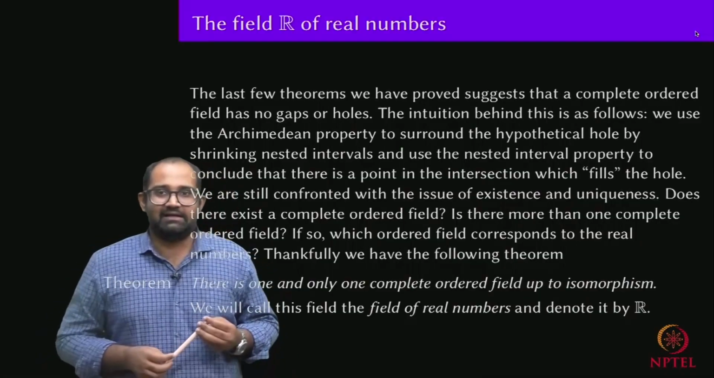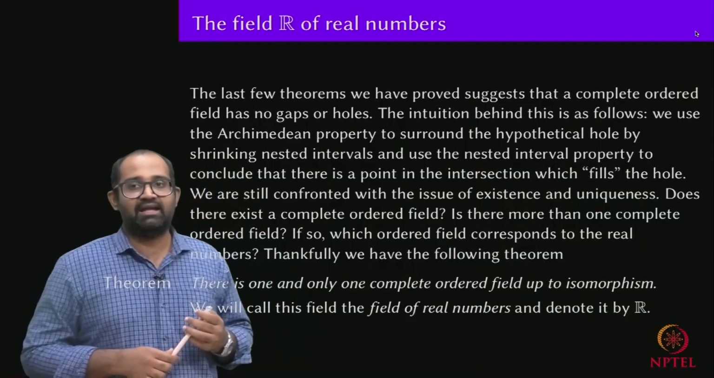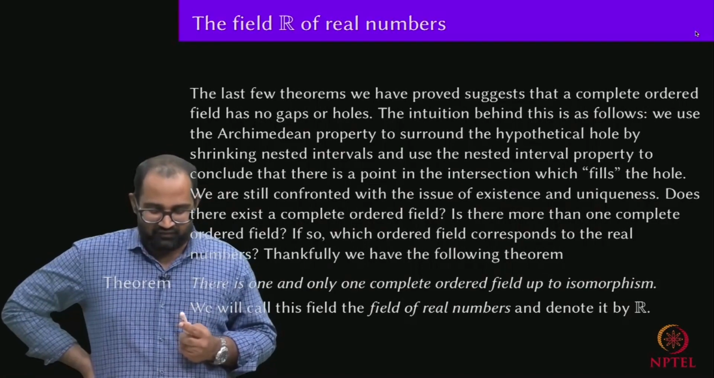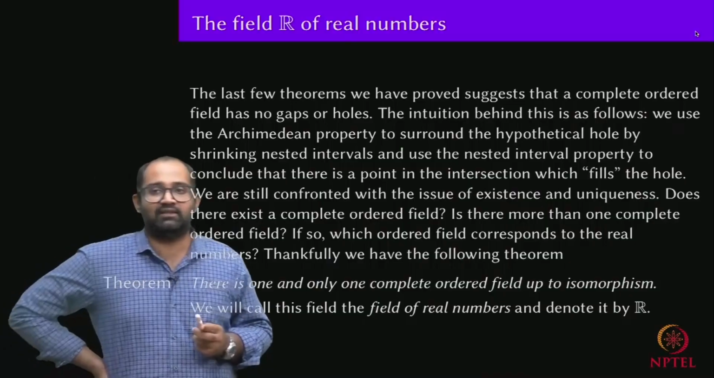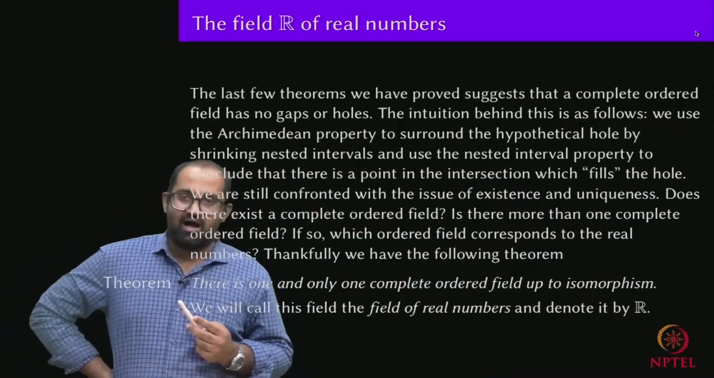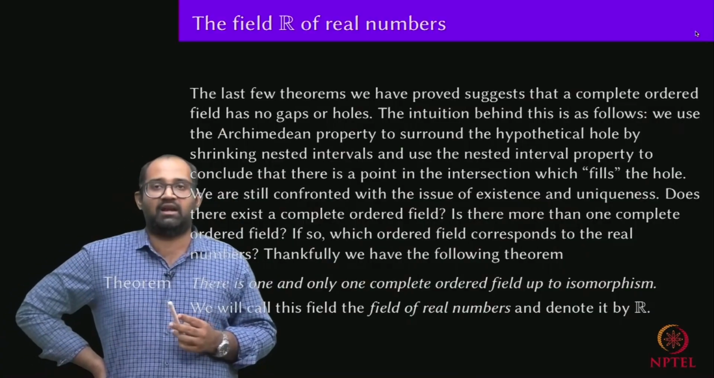Now, we are not yet done. There is the issue of existence and uniqueness. How do we know that there is a complete ordered field? And how do we know that this is unique? Now, notice, as I said, you can have other completions of the real numbers.